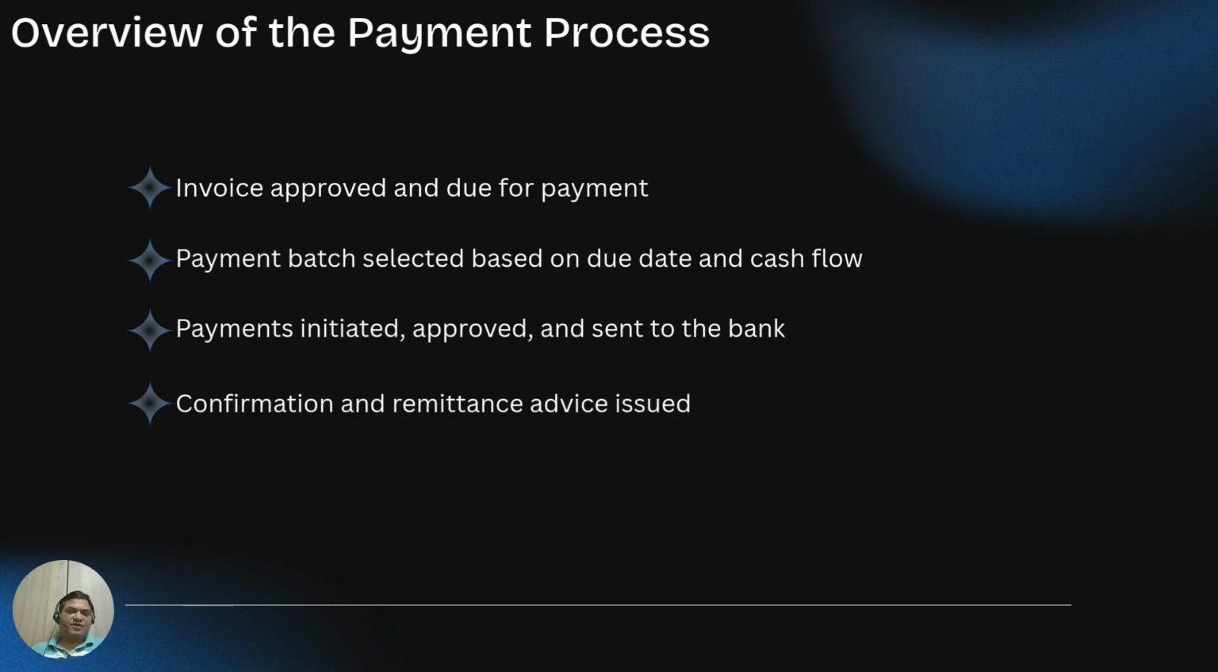You have a list of invoices which are approved and due. A payment batch is selected based on the due date or based on the amount of cash which is available in your bank. Based on the selection, a payment is initiated, it is approved internally and then sent to the bank. Once it is sent to the bank, then there is a payment confirmation, which means you have funds, everything is fine, it got executed. Once the payment is executed, you get a confirmation from the bank, and after the payment is executed, you also have a remittance that is issued.